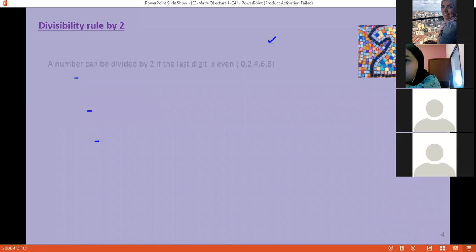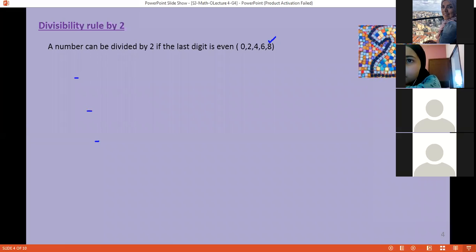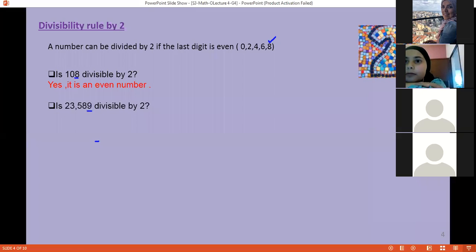So as I told you, a number can be divided by 2 if the last digit is even, or the last digit is 0, 2, 4, 6, or 8. So is 108 divisible by 2? Yes, because the ones digit is 8. So yes, it's an even number. An even number is the same as divisible by 2. Is 23,589 divisible by 2? No, because it's not an even number.